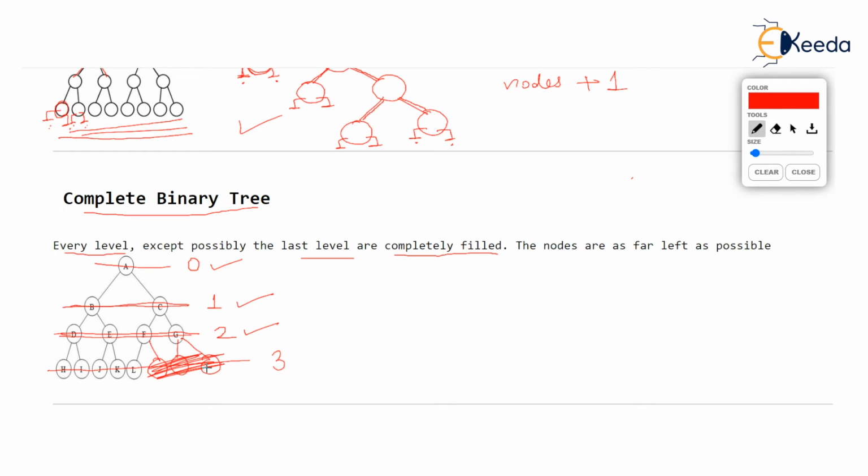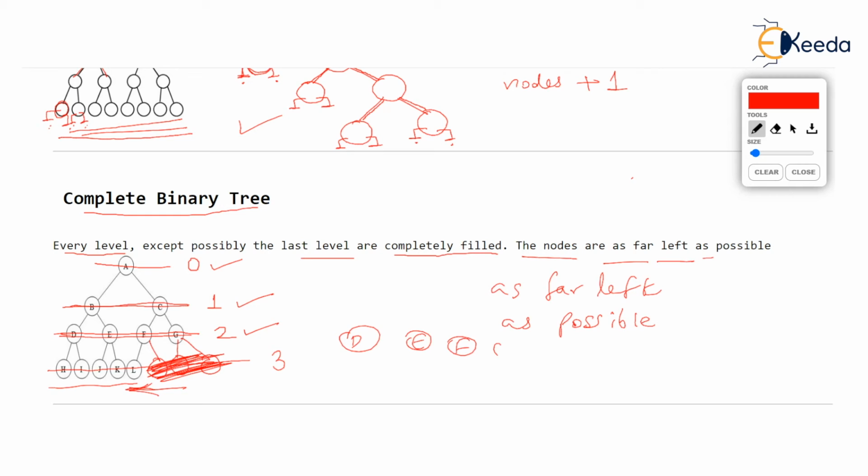And the nodes are as far left as possible. What I am talking about is, you are not filling the last level completely. Some nodes have not been filled, then whichever nodes are shown must be to the left. It's not that you can show D, E, F, G and the followers. You show one node here and one node here and nothing in between. Nothing in between. This is not allowed. Okay, I hope you got what I am saying.